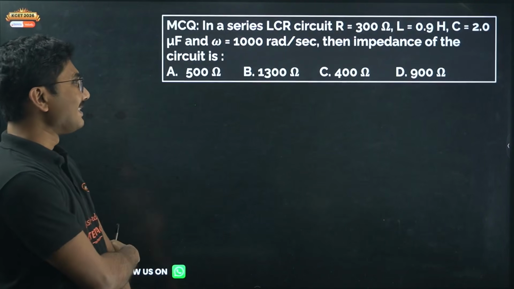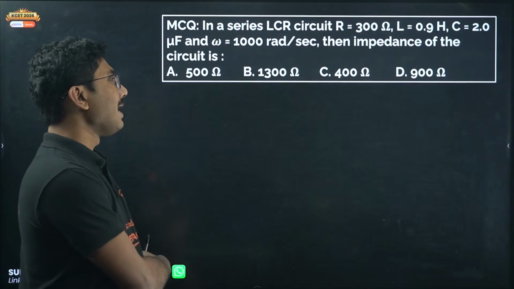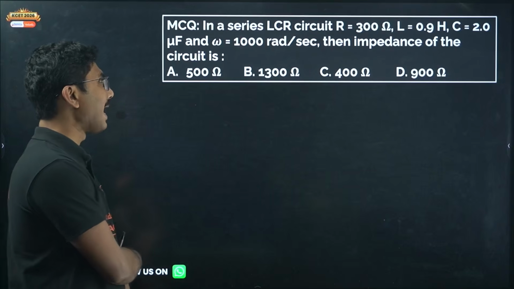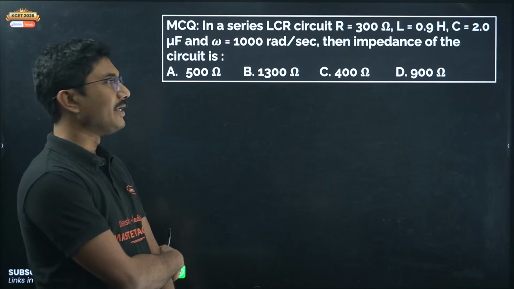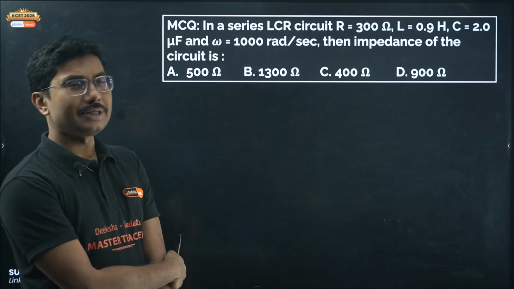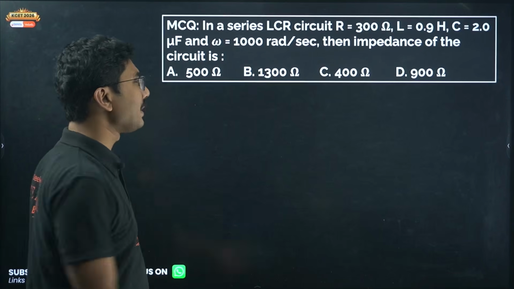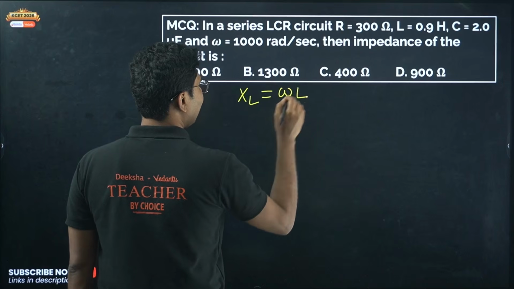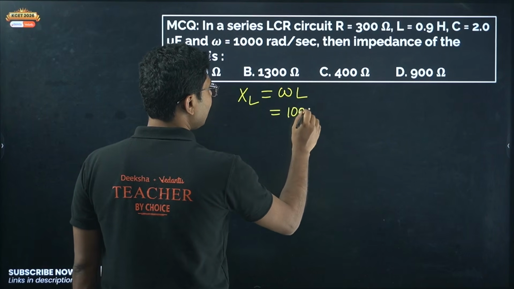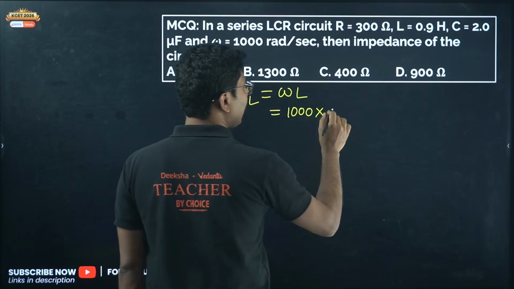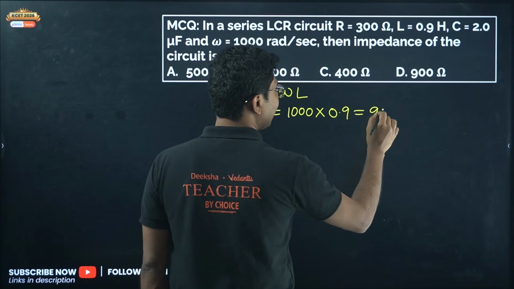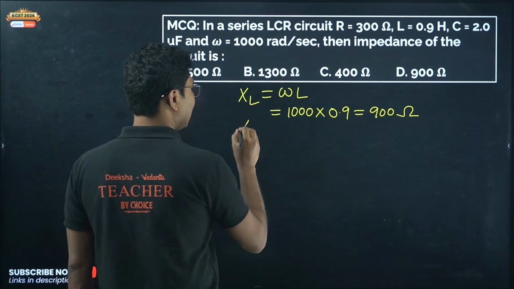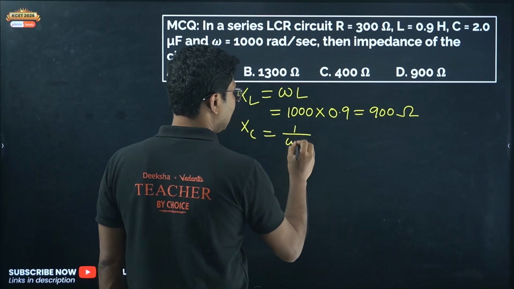In a series LCR circuit, R equals 300 ohm, L equals 0.9 Henry, C equals 2 microfarad, and omega equals 1000 radian per second. Then you have to calculate the impedance of the circuit. Simple problem. So XL equals omega L. Omega is 1000, L is 0.9 Henry, that is 900 ohm. So the first step is to calculate XL as well as XC. XC is 1 by omega C.